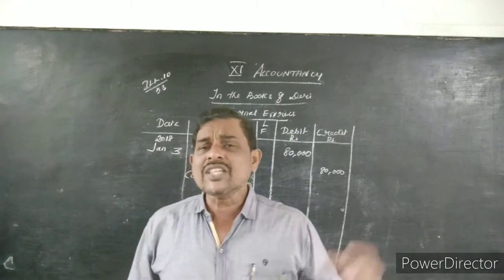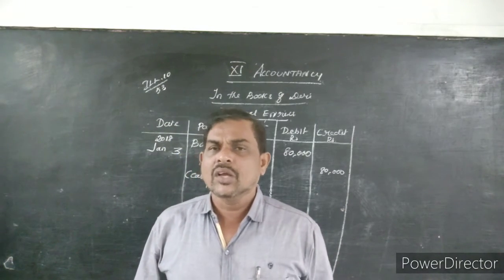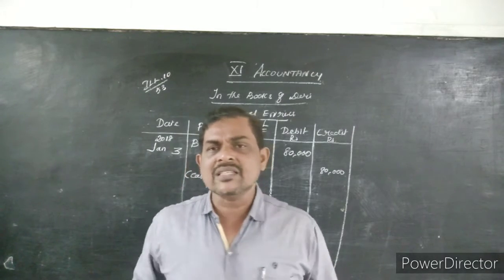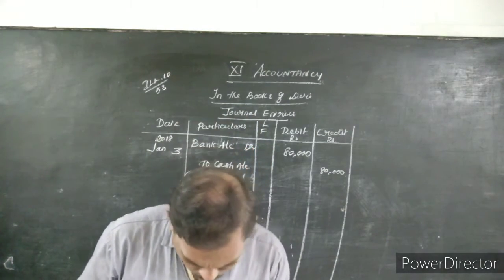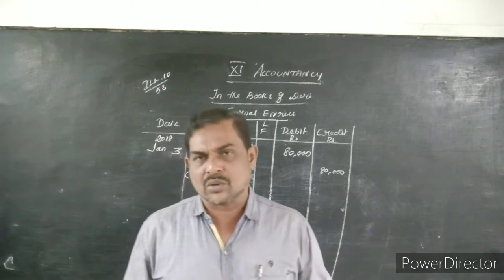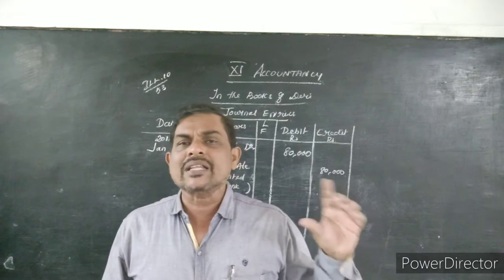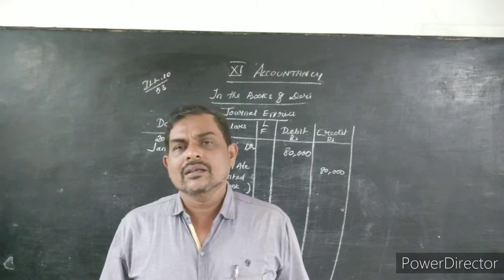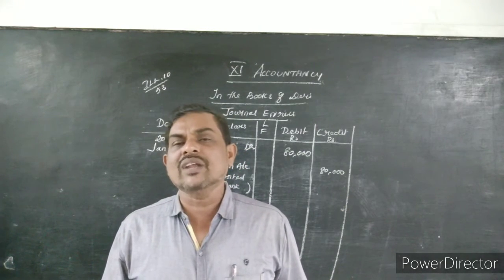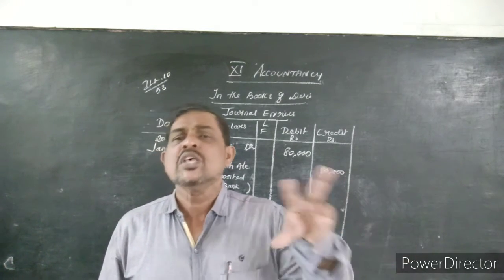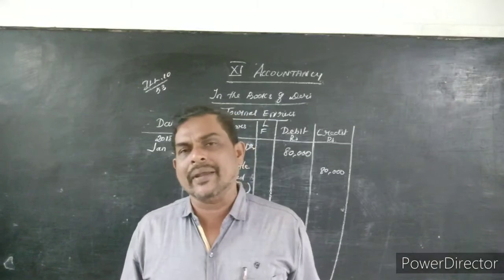Now I purchased goods from B and company, and immediately I am giving the amount through debit card. That is, I settle the payment. The amount is rupees 5,000. So here purchase of goods is a nominal account. Nominal account will come in the debit side, that is all expenses and losses. Purchase of goods is an expense. So purchase account will come in the debit.